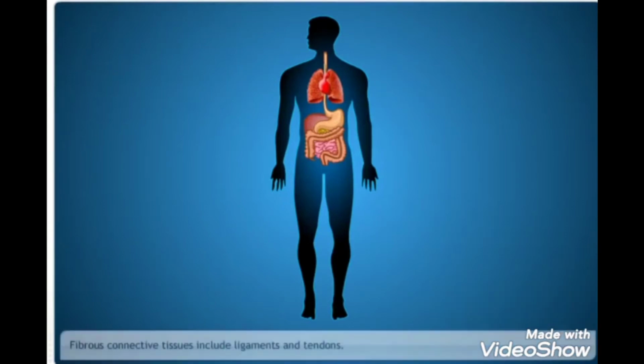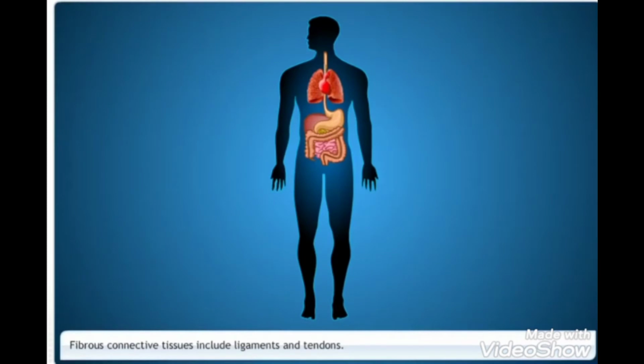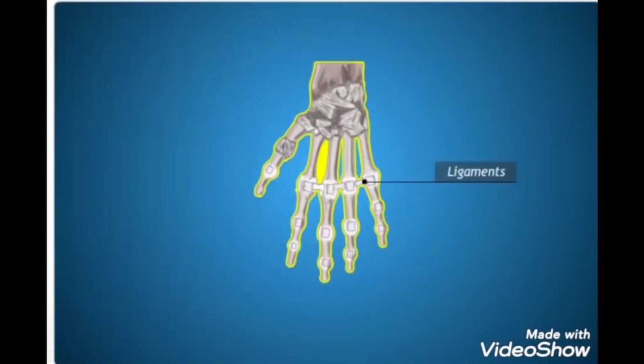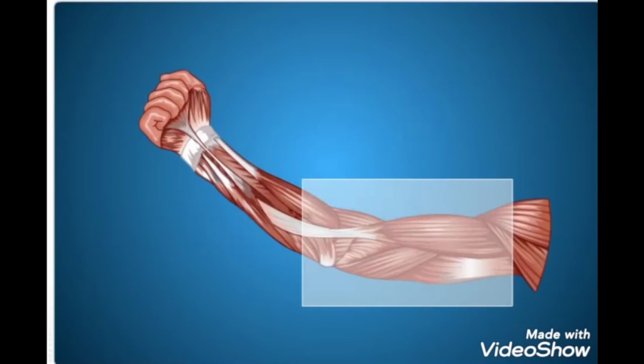Take a close look at these tissues that pack and bind various organs. These are fibrous connective tissue. They include ligaments that connect two bones. Ligaments are tough and elastic and provide strength and flexibility. Tendons connect bone to the muscles. Tendons are tough and non-elastic and provide great strength and limited flexibility.